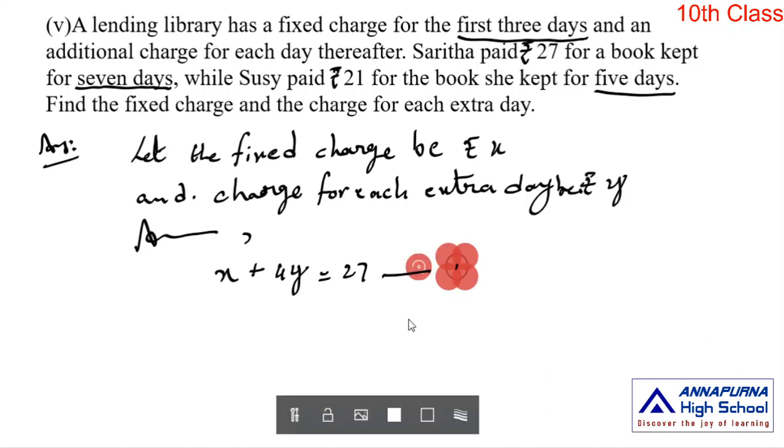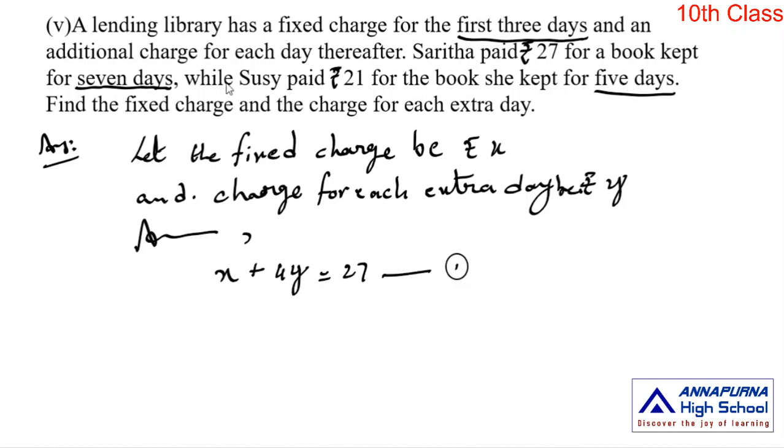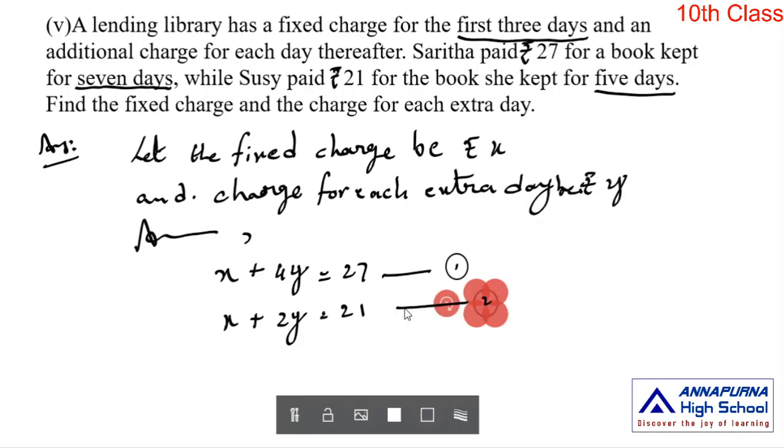And Susie paid 21 rupees for the book she kept for 5 days. Out of these 5 days, the first 3 days charge is x rupees, and additionally how many days are there? There are 2 days. For the 2 days, how much does she pay? For each day y rupees, so for 2 days she pays 2y rupees. So the total charge is x plus 2y. It is equal to 21. This is the second equation.